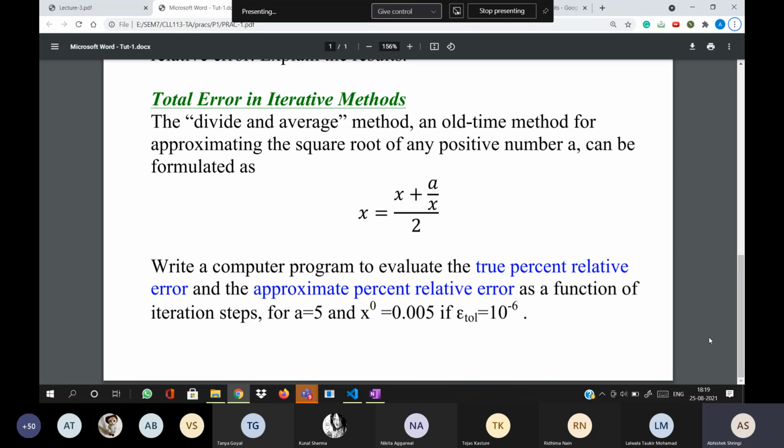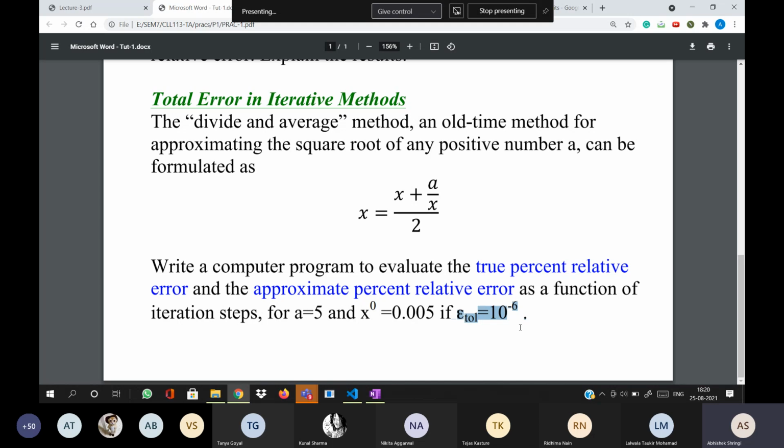Here is one of the famous methods, the divide and average method, which was used in olden times to find out the square root in an iterative manner. Suppose you have to find the square root of a. You do x equals (x plus a by x) divided by 2 again and again until it reaches some tolerance value. The tolerance is given as 10 to the power minus 6 here. This is a relative tolerance, not true error. This is relative error, so suppose you are iterating it again and again.